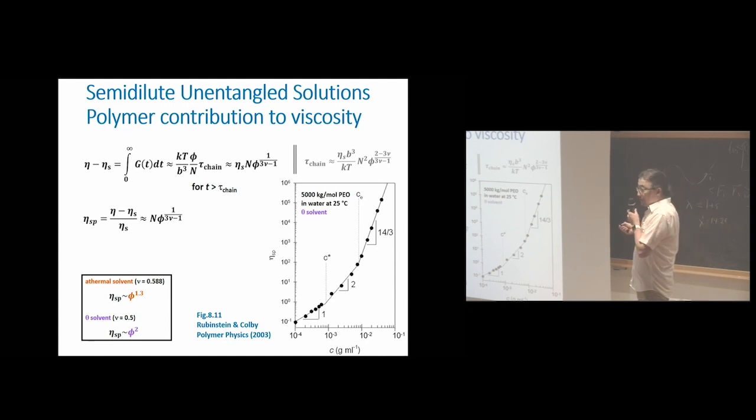The polymer contribution to viscosity is the solution viscosity minus the solvent viscosity. So this is the polymer contribution. And then you can calculate it with this integral of the stress relaxation. This is controlled by the chain relaxation time to have this relationship at a longer time scale. You can calculate specific viscosity, so you divide the polymer contribution to viscosity by the solvent viscosity. And then you have the relationship here, N and phi to the power 1 divided by 3 nu minus 1.